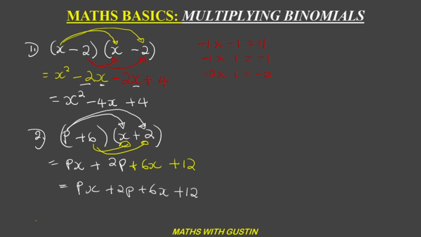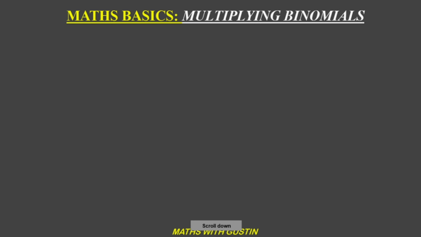All right, okay, great stuff. Let's move on to another example. Example 3: a(a + b)(a − b). In this case, you've got an a there. What I suggest you do is deal with the bracket first. You must deal with the bracket first. Please, guys, deal with the bracket first.